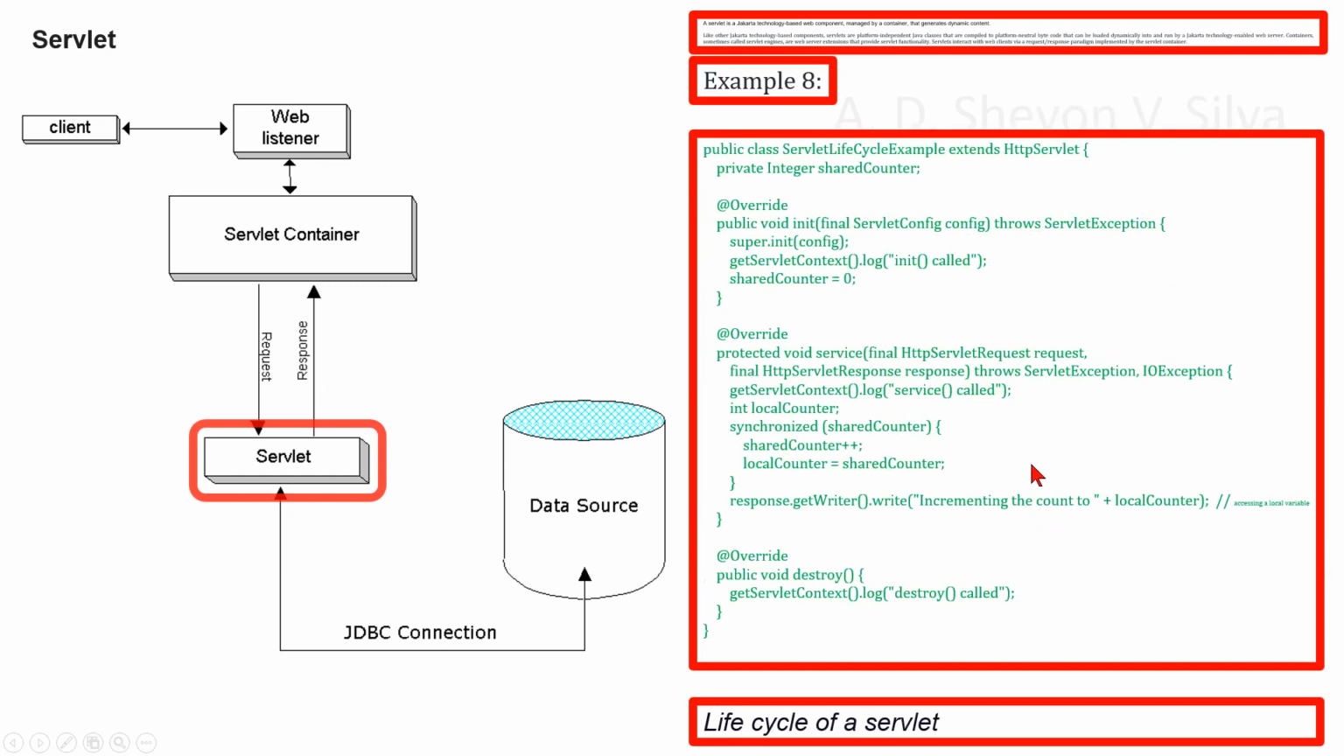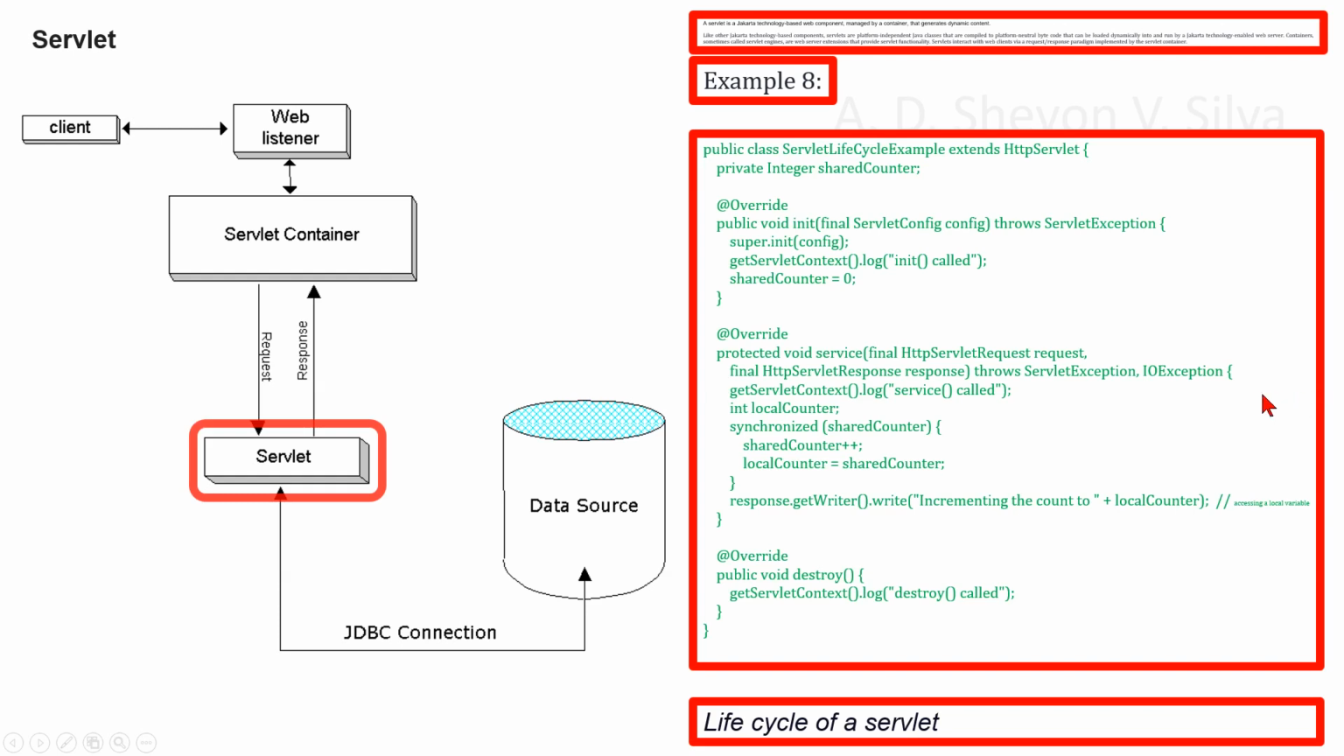Here as an example, we can consider the life cycle of a servlet. The three methods are central to the life cycle of a servlet. They are init, service, and destroy. They are implemented by every servlet and are invoked at a specific time by the server.